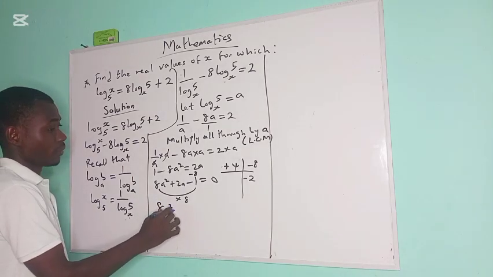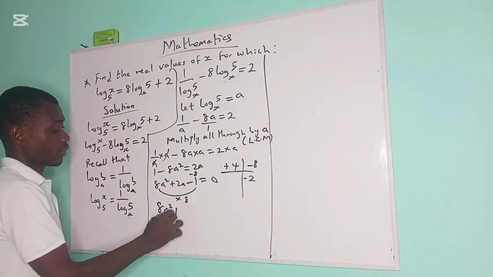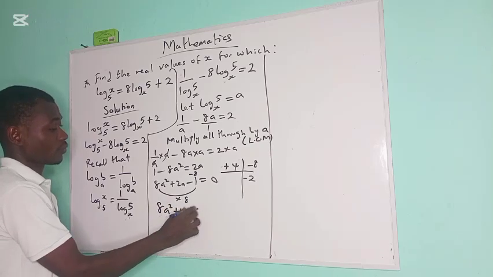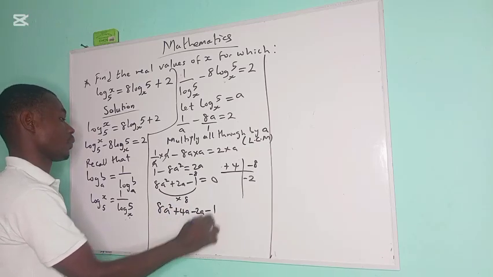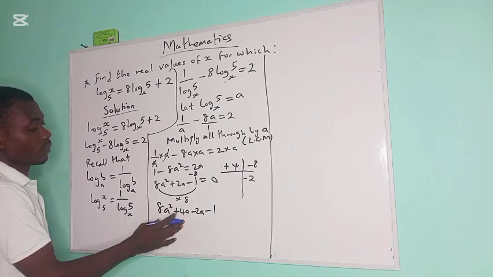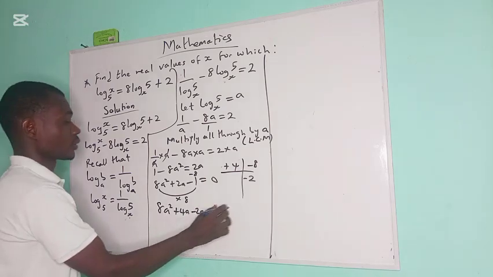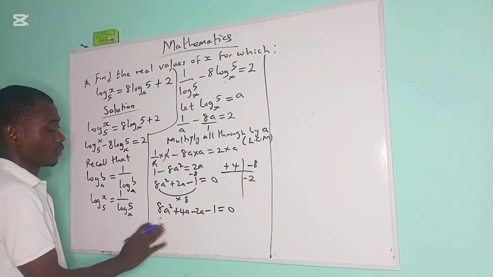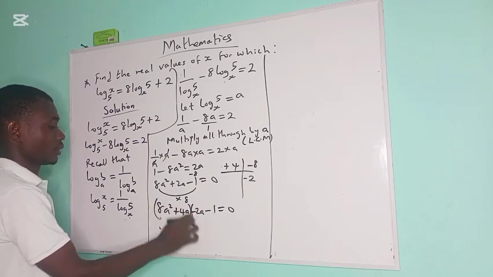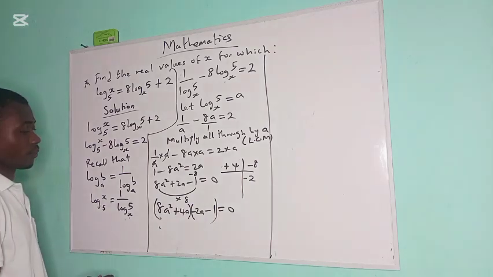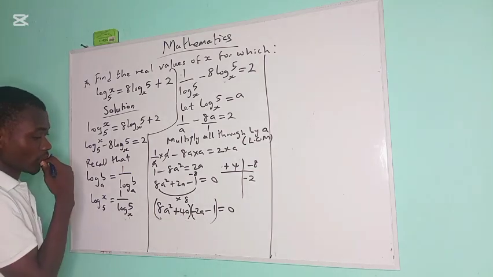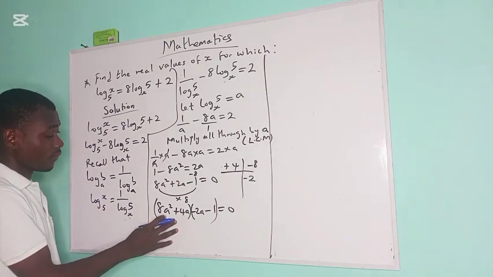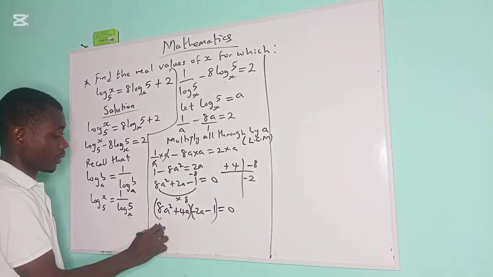Minus 2 plus 4, that will be minus, or you can say plus 4a minus 2a minus 1. Okay, so it's equal to 0. So it's now, make it like this. So what are you going to do? You are going to factorize the common factors. The common factor we have here is 4a.